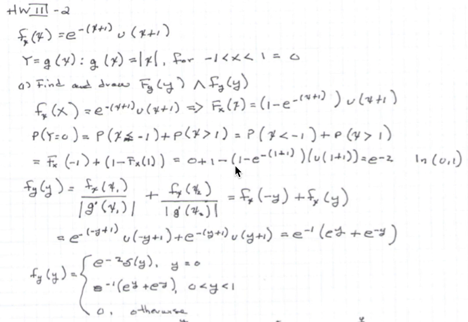Greetings, everyone. This is Nate's response to Homework 3, Problem 2, where we are challenged and charged to take a random variable x and convert it to a random variable y with the following specifications: that g of x is equal to the absolute value of x, and that for the interval -1 to 1, x is equal to 0.